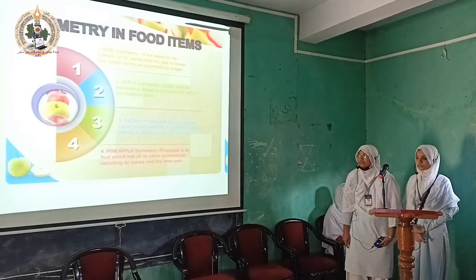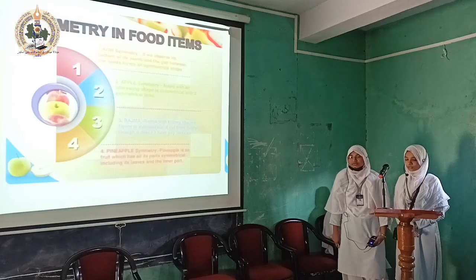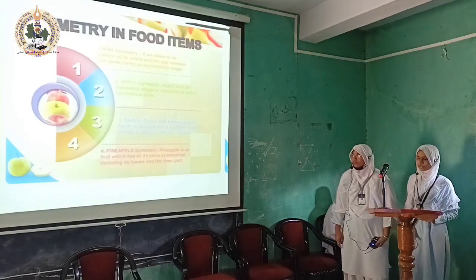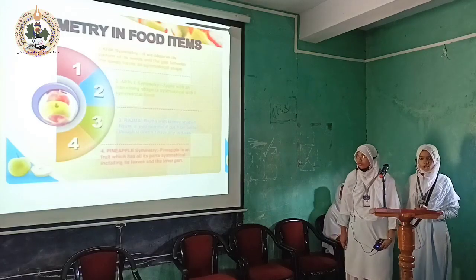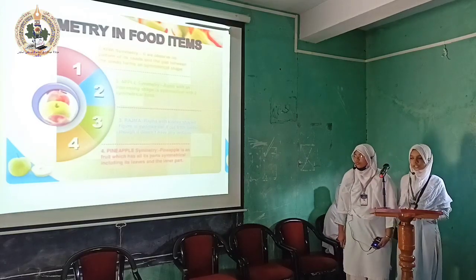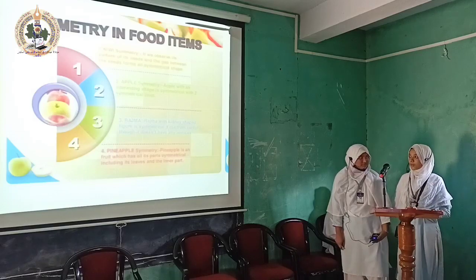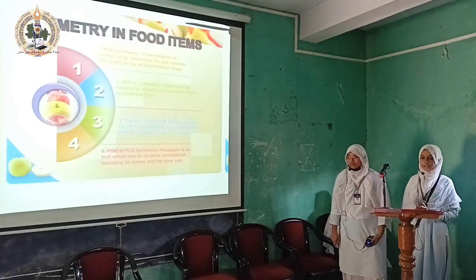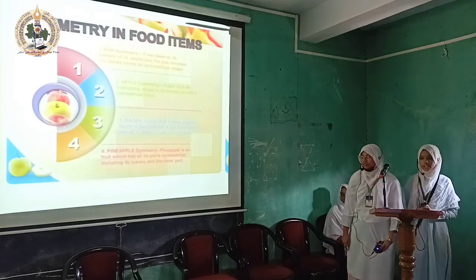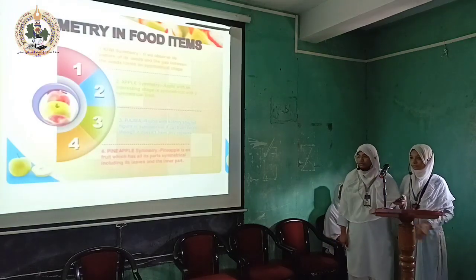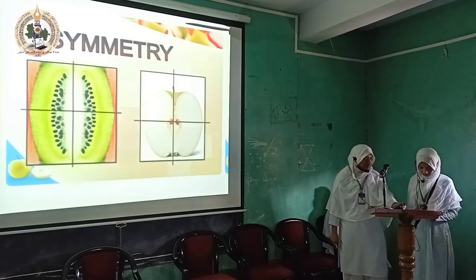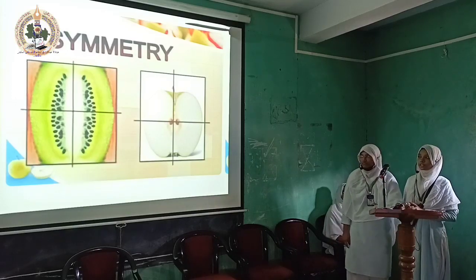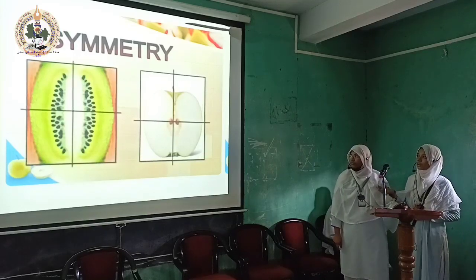Third is rajma. Rajma has a kidney shape. Its figure is symmetrical if cut from the center. Fourth is pineapple symmetry. Pineapple is a fruit which has all its parts symmetrical, including its leaves and inner parts.